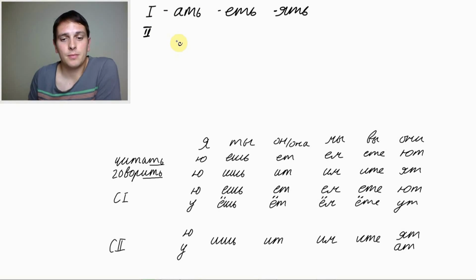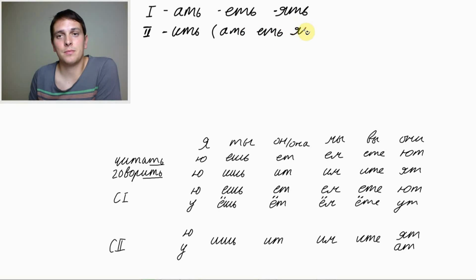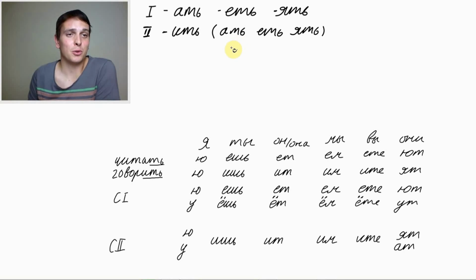Second one, ending ить. But for the second type, we also might meet ать, еть and ять from the first type. This is basically where the difficulty is beginning. How can you understand from which type which verb is coming from? Well, you cannot. You need to study verbs. You need to learn them and you need to get used to them.